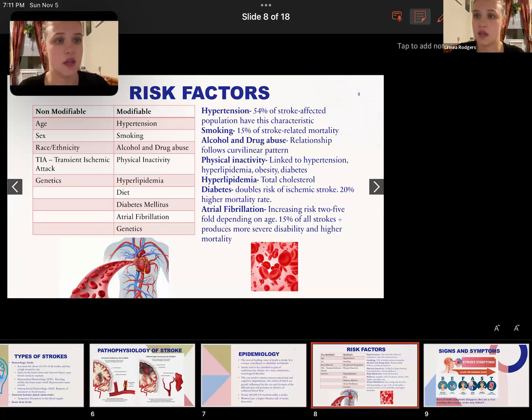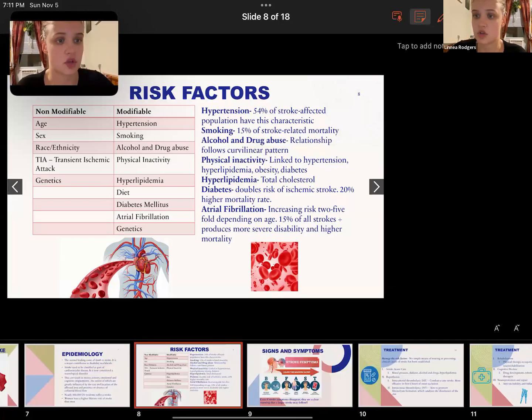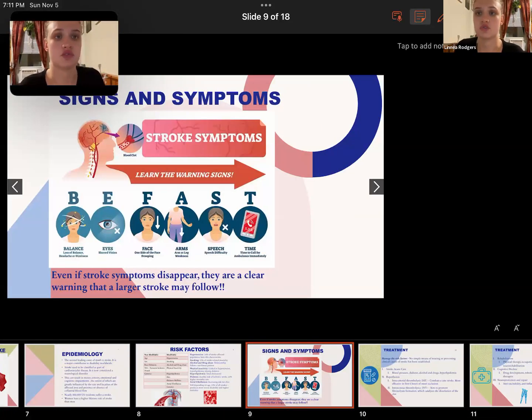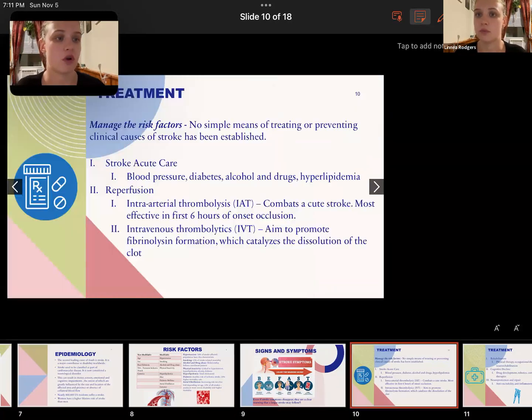So, some signs and symptoms of a stroke are captured in this acronym, BE-FAST. B stands for balance, noticing balance shifts, and blurred vision usually caused by the eyes. The face, arms: drooping is typically on one side. Speech starts to slur, and that is when it is time to call for an ambulance. Even if stroke symptoms disappear, they are a clear warning that a larger stroke may follow.